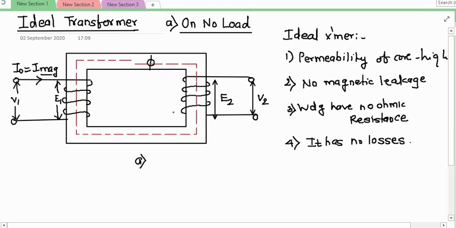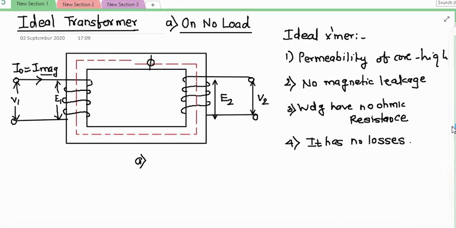So this current is purely reactive current. Because we have assumed the windings have no ohmic resistance, my primary winding is purely inductive. So this I magnetizing current will lag the voltage by 90 degrees, and this I magnetizing current, which is very negligible, is responsible for establishing the flux phi in the core, which is in time phase with it.